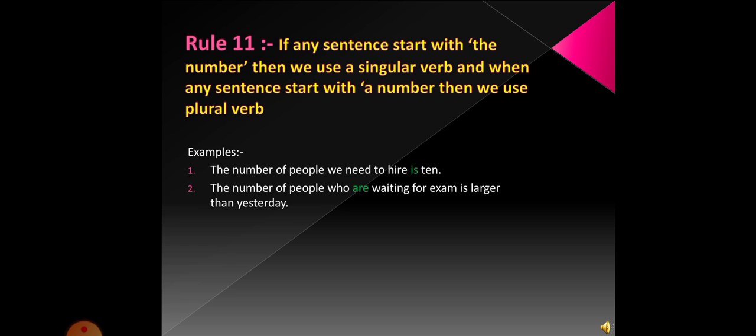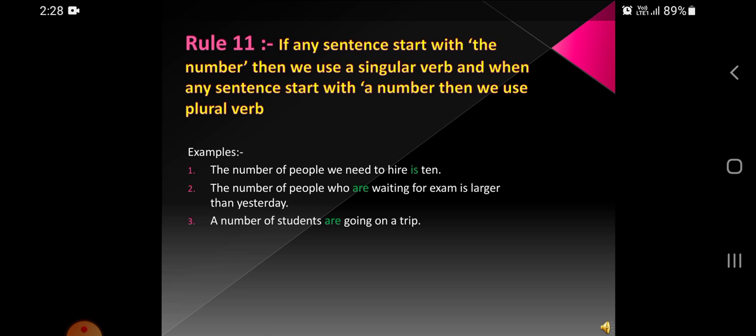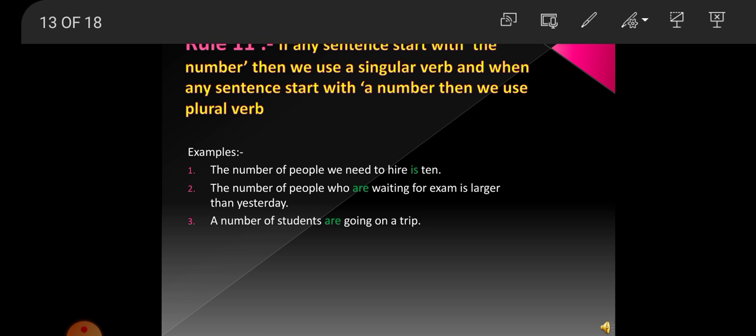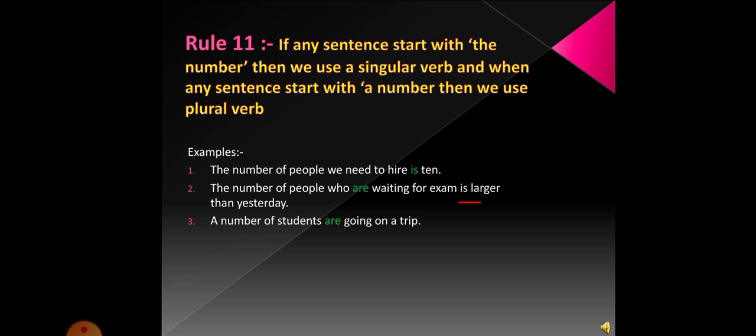Second example is the number of people who are waiting for exam is larger than yesterday. Here we have used is. Okay. Now, third is a number of students are going on a trip.